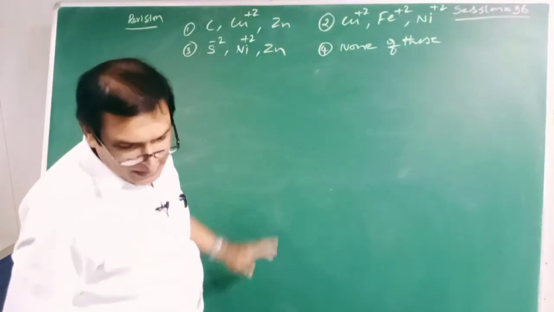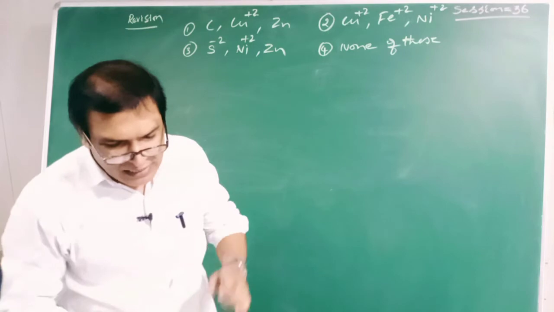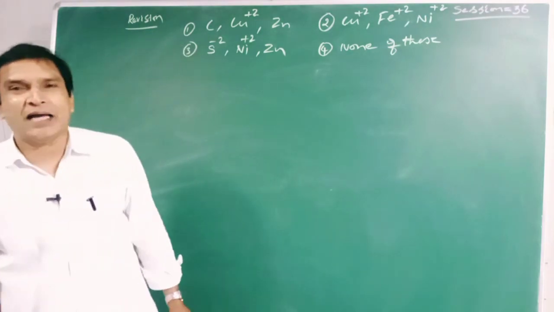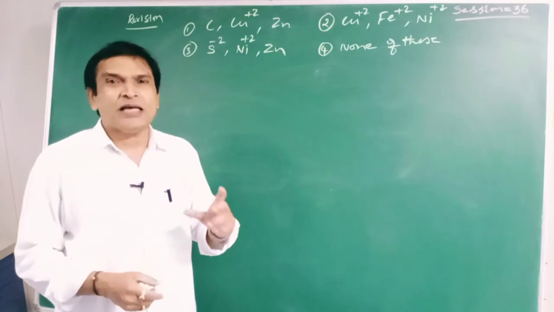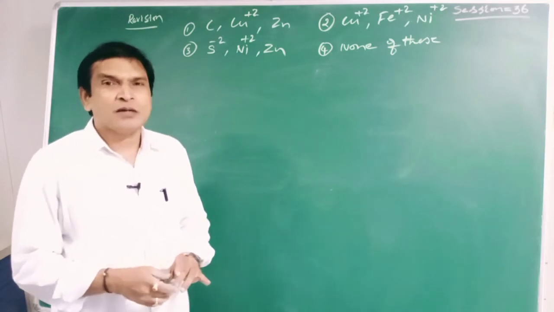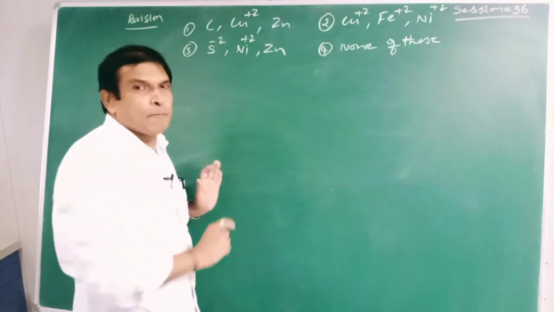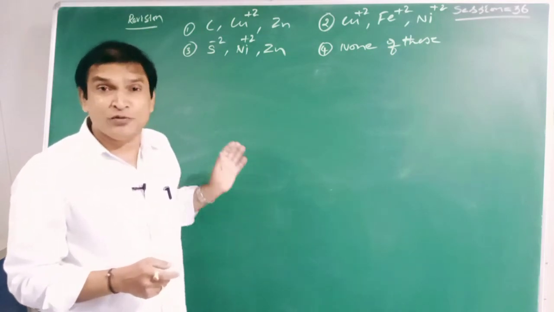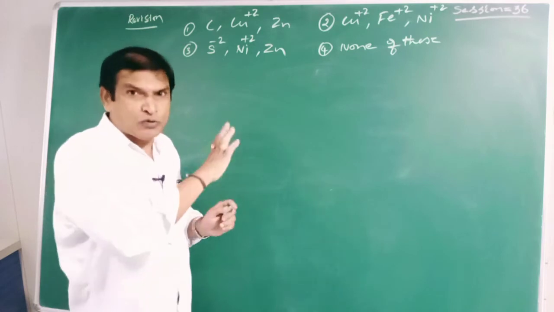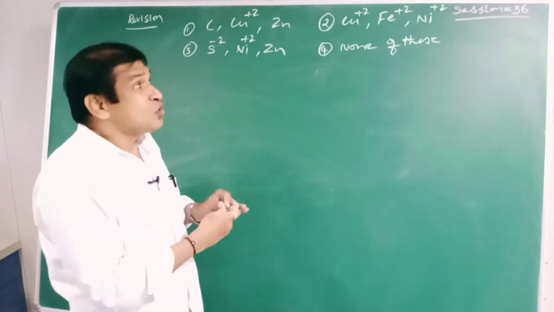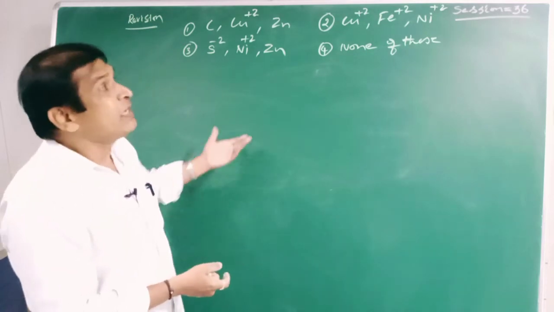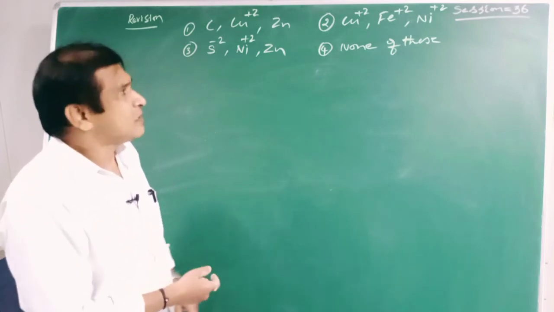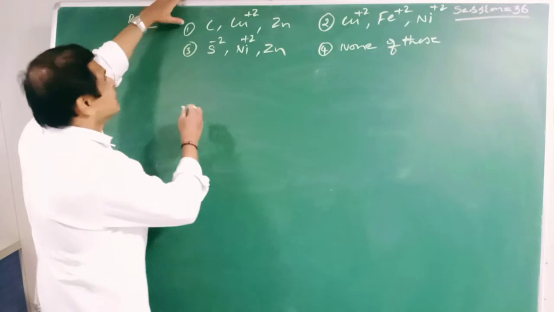So the question once again: the set has the same number of s electrons. That means when you write the configuration, like 1s2, 2s2, 2p6, you have to count the total number of s electrons. The total number of s electrons must be equal. Let us do this one.